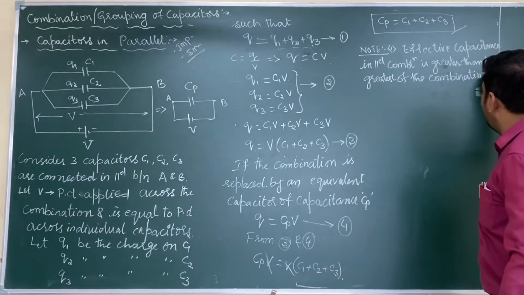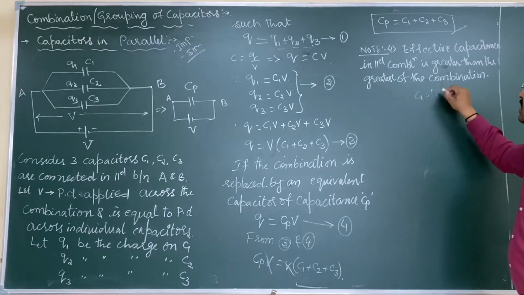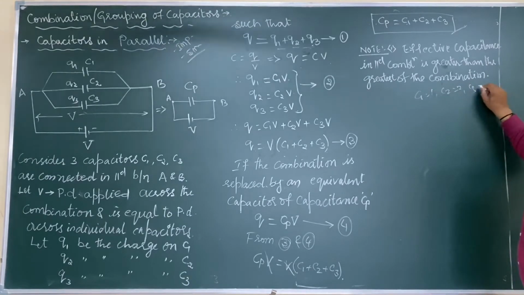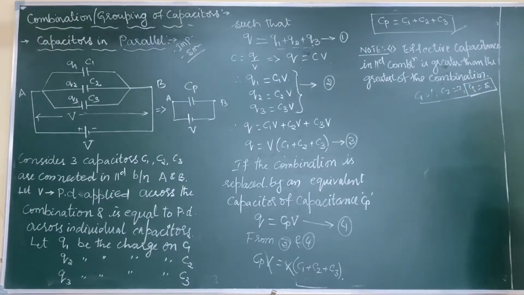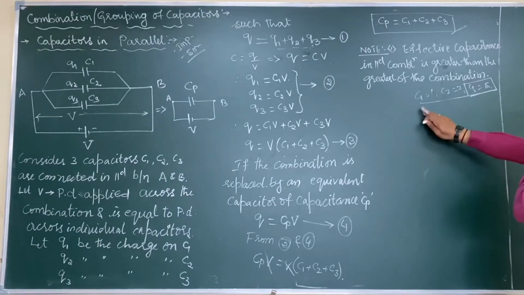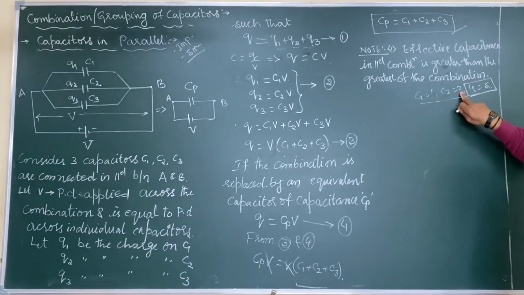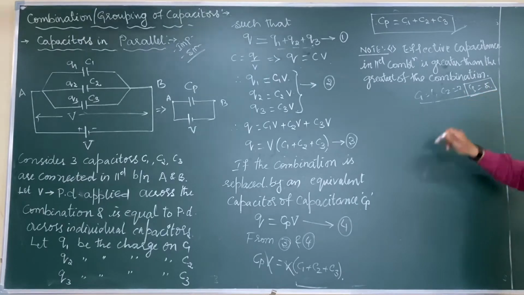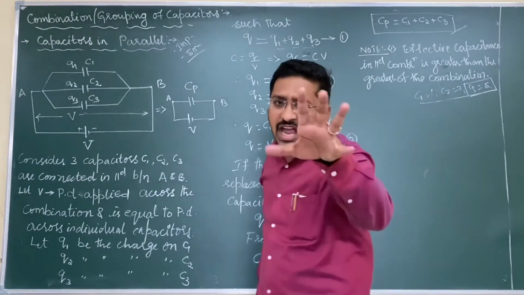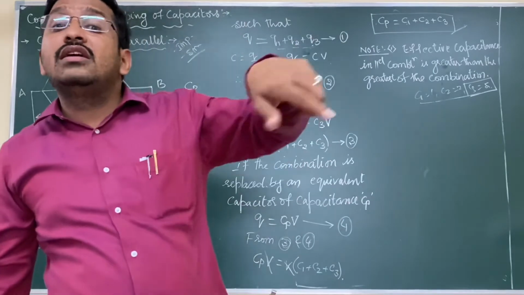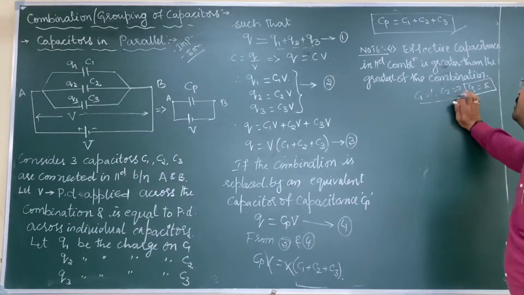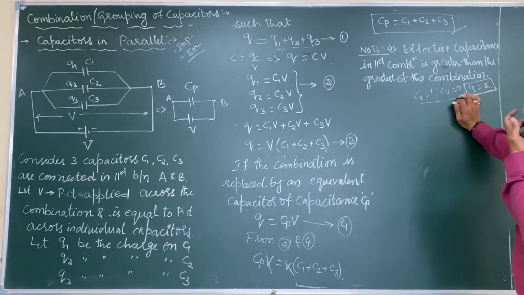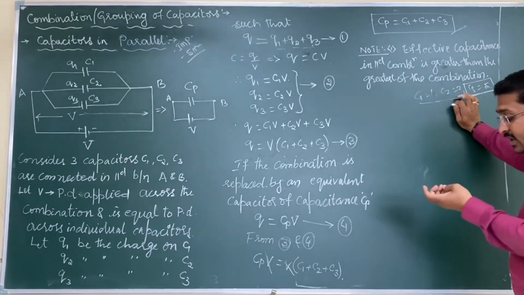For example, if C1 is 1, C2 is 2, C3 is 5, the greatest among those we used is C3, which is 5. So C1 is 1 plus C2 is 2 plus C3 is 5. 1 plus 2 is 3, 3 plus 5 is 8. Therefore, it is greater than the greatest of the combination. Okay?